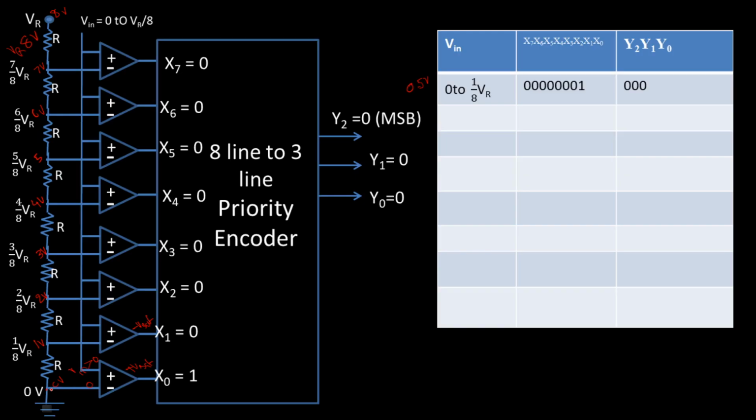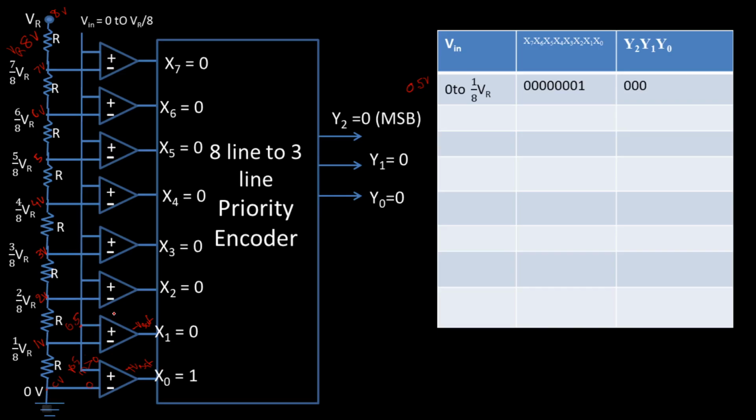Let us assume that value is 0.5 volts. The negative terminal is at 0, and the input voltage is 0.5 volts. Since 0.5 volts is greater than the voltage at the negative terminal, the output is 1. Here, the voltage is 0.5 volts and the voltage at the negative terminal is 1 volt. So the negative terminal voltage is greater than the voltage at the positive terminal, so X1, the output of this comparator, is minus Vsat, or logic 0.